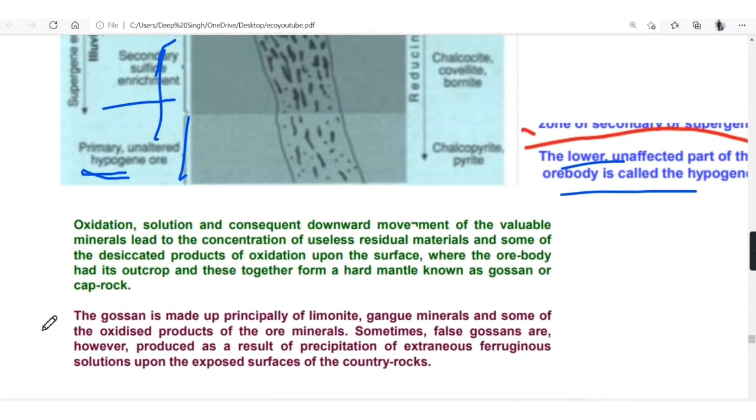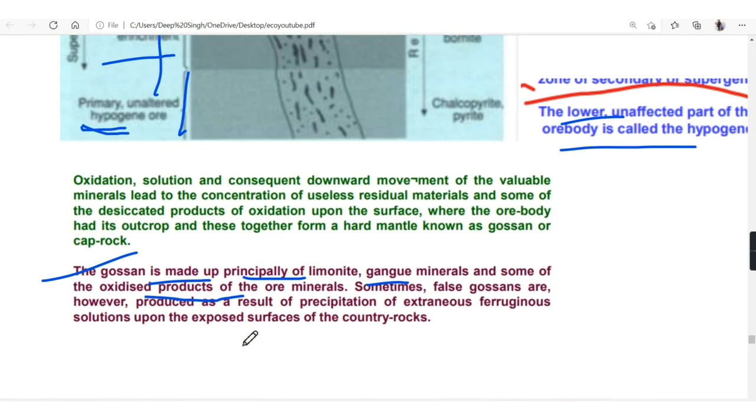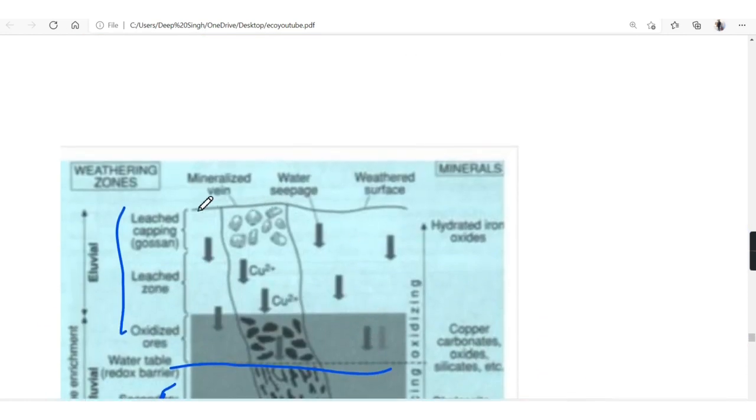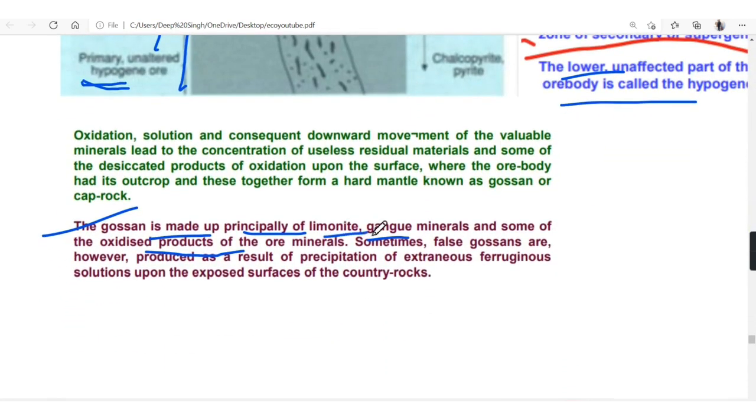Next is gossan. Gossan is made principally of limonite, gangue minerals, and some of the oxidized product of the ore mineral. So in the topmost part, we will find the gossans, made of limonite and gangue minerals.